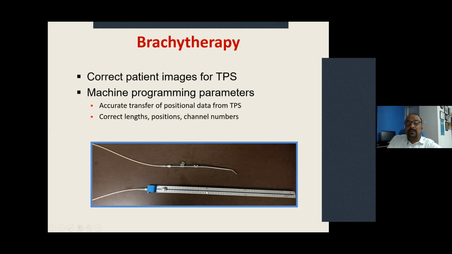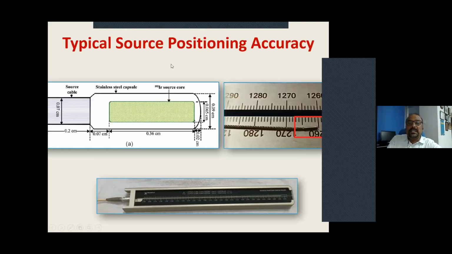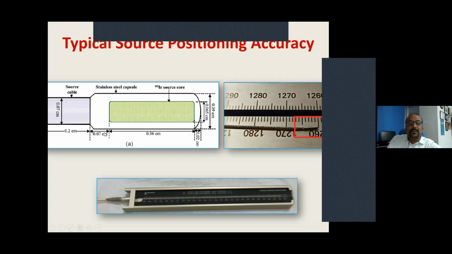And generally, when you buy the equipment, sometimes the company doesn't give it, so you have to specially purchase it; tell the company that it is required. And then source positioning accuracy, which is very important, because in brachytherapy we know that the dose fall-off is very sharp. So the source should be positioned at the required place. The source size is 4.5 millimeter and the diameter is 0.9 millimeter, so it is a very small source. It is a dummy source which I have shown over here, and this is the test tool with which you can check the position accuracy of the source.